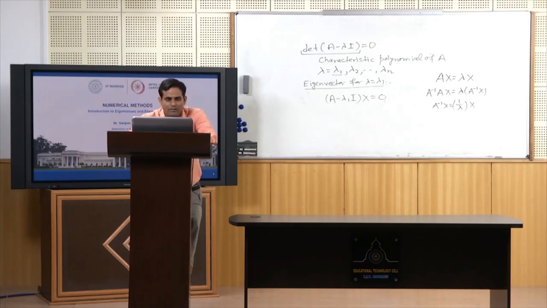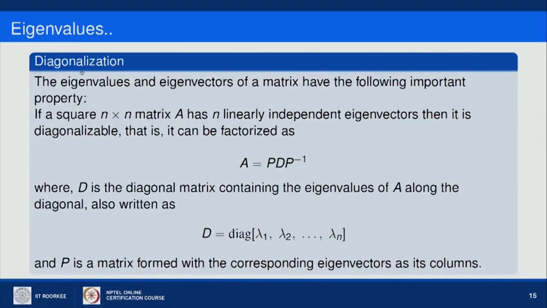Now, what is the diagonalization of a matrix? The eigenvalues and eigenvectors of a matrix have a very important property: if a square n by n matrix A has n linearly independent eigenvectors, then it is diagonalizable. That is, it can be decomposed as A equals P D P inverse, where D is the diagonal matrix containing the eigenvalues of A along the diagonal. So, D can be written as diagonal lambda 1, lambda 2, lambda n, and P is the matrix formed with the corresponding eigenvectors written in the columns.